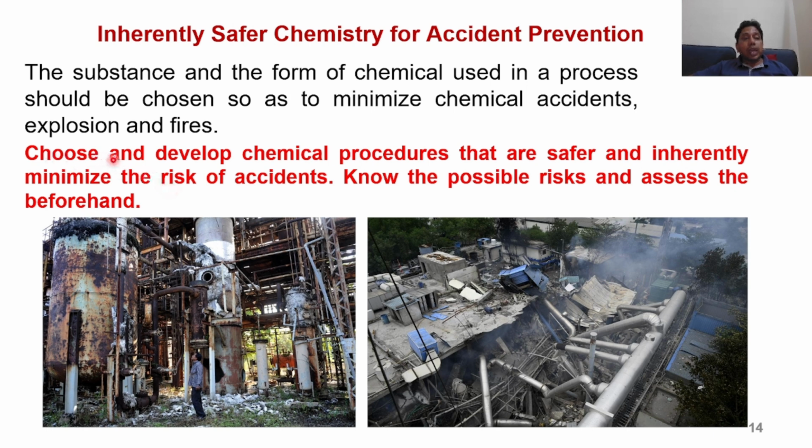Choose and develop chemical procedures that are safer and inherently minimize the risk of accidents. Know the possible risks and assess them beforehand. Before the accident occurs, handle the situation carefully and thereby prevent the accident. These are the total 12 principles of green chemistry.